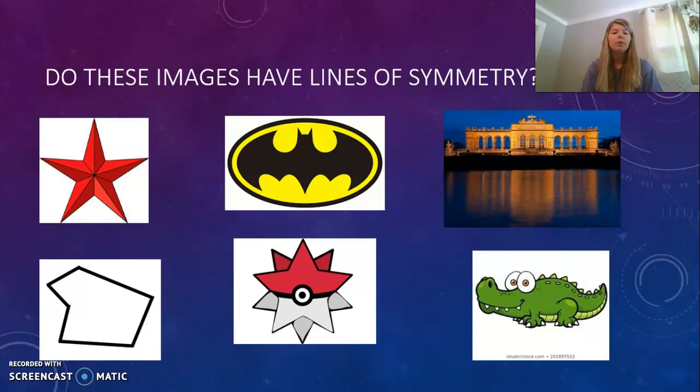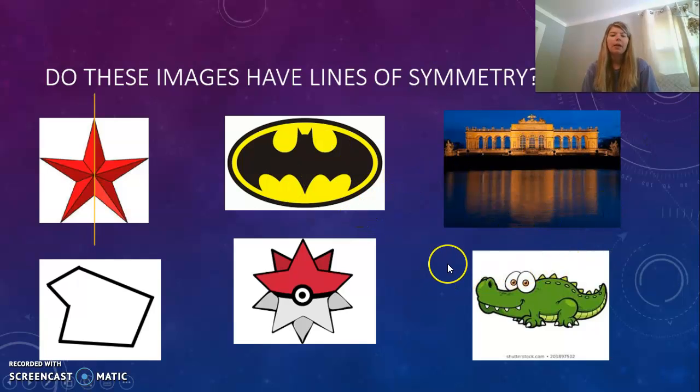All right, so the first one we're going to look at is going to be the star. Does the star have any lines of symmetry? What do we think? Yep, there's a line of symmetry. It goes right down the center of the star. And we know that this image is symmetrical because if we fold it in half, it's going to be the exact same thing. There's not going to be any overlap.